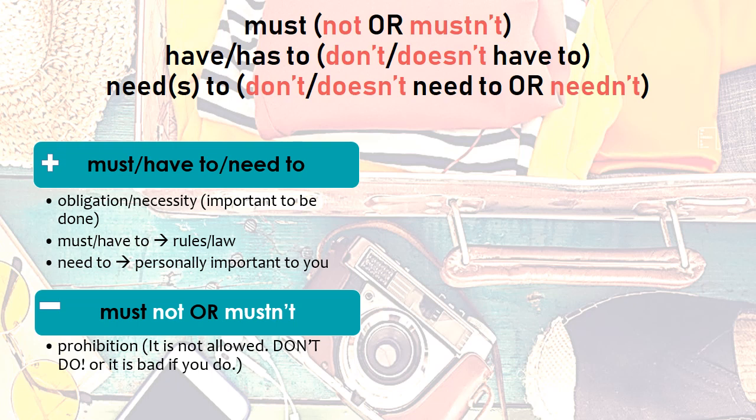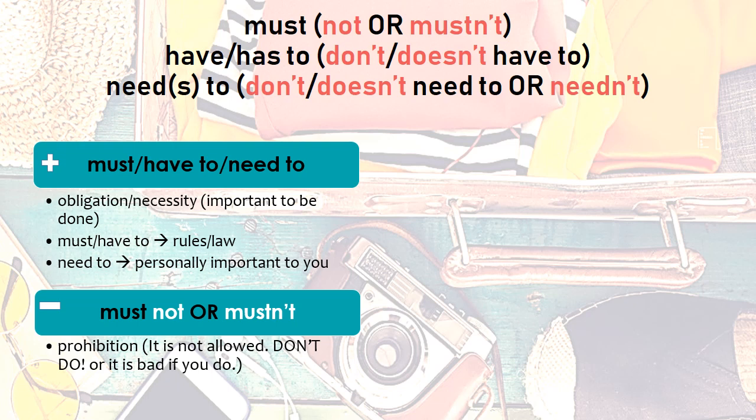Untuk bentuk negatif dari must, fungsinya adalah sebagai larangan. Jadi tidak boleh dilakukan, tidak diizinkan.